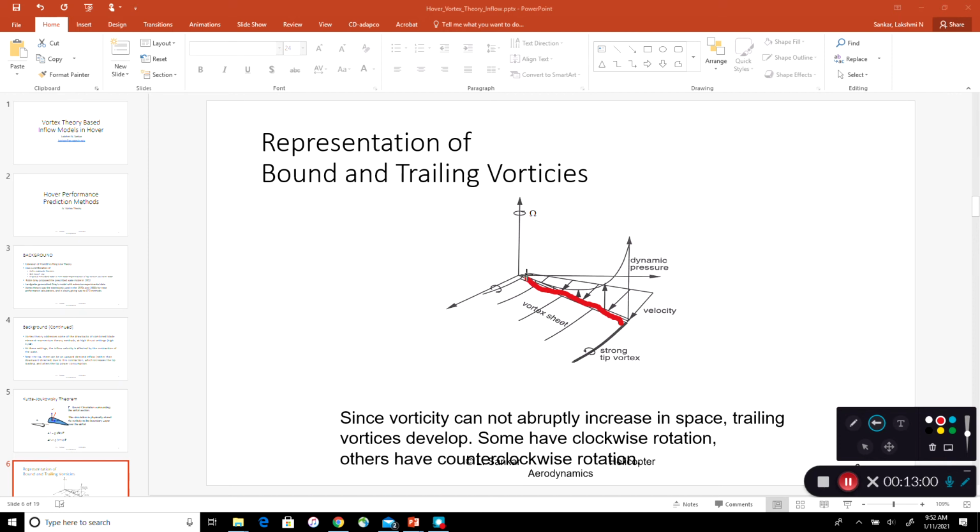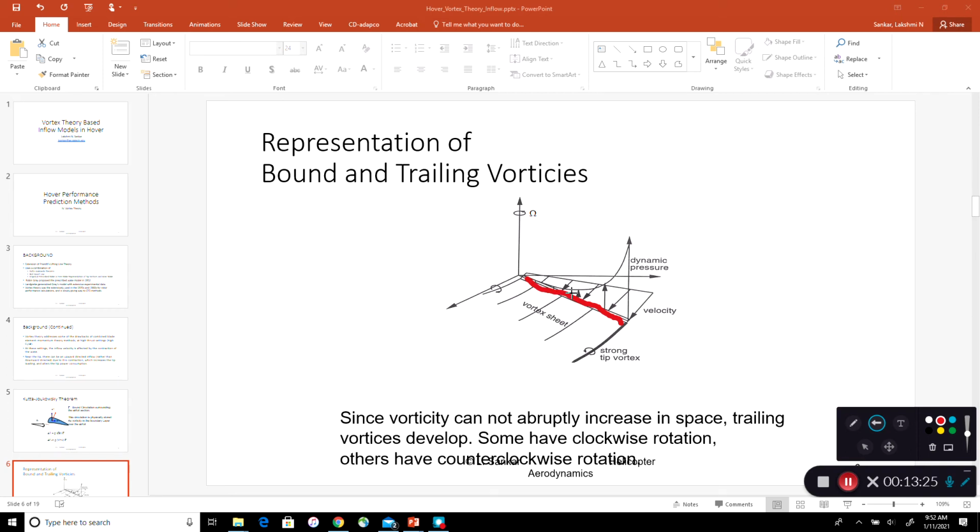Probably not. So this is the bound circulation all along from root to tip. Bound circulation is all the vorticity contained in the boundary layer. At each radial location you have an airfoil. There's vorticity on the upper surface boundary layer and on the lower surface boundary layer. If you integrate vorticity times area, or compute the line integral of velocity dot ds, that's the bound circulation.